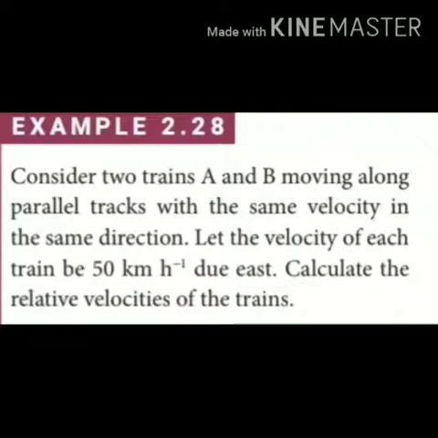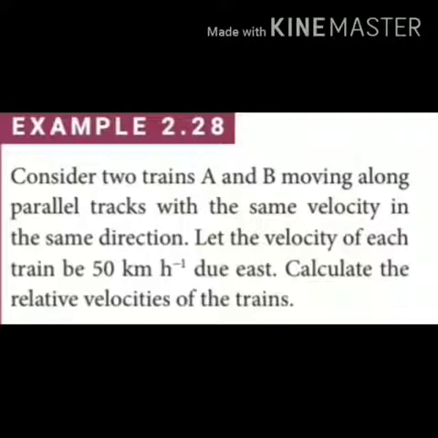Consider two trains A and B moving along parallel tracks with the same velocity in the same direction. Let the velocity of each train be 50 km/h due east. Calculate the relative velocity of the trains. Both are traveling in the same direction with the same velocity, 50 km/h. Now we calculate the relative velocity of the trains.